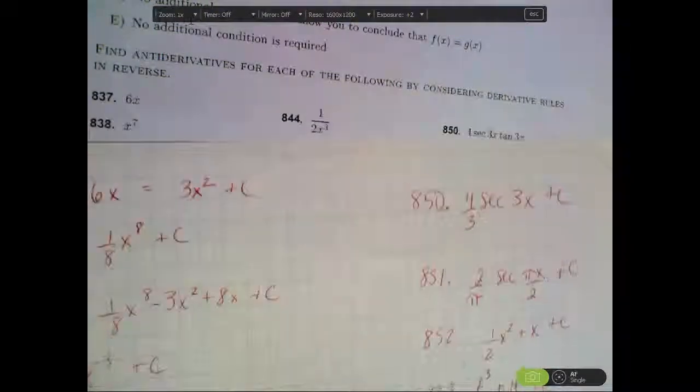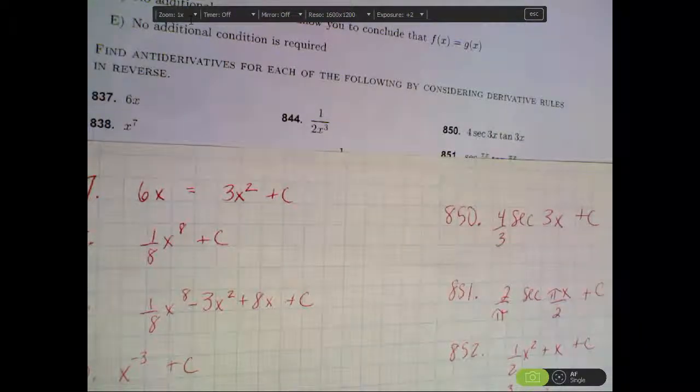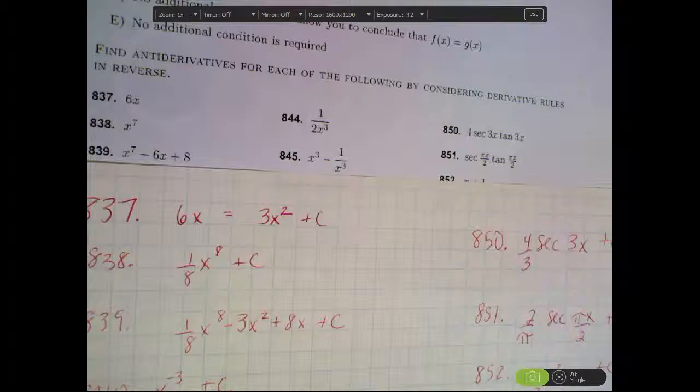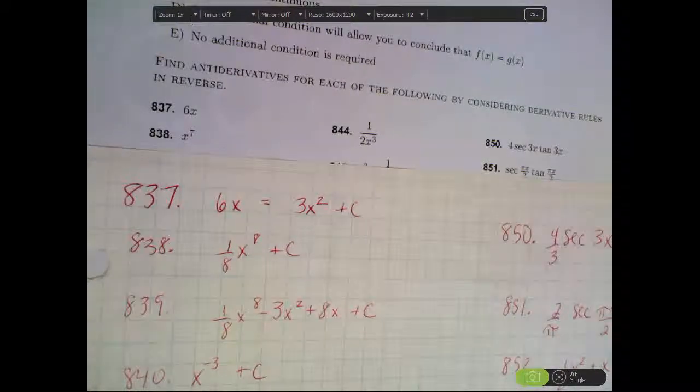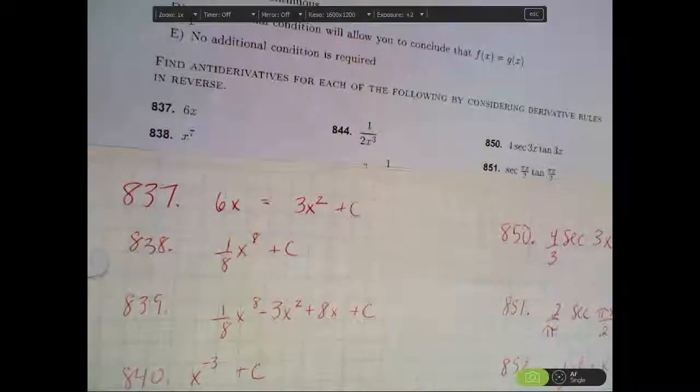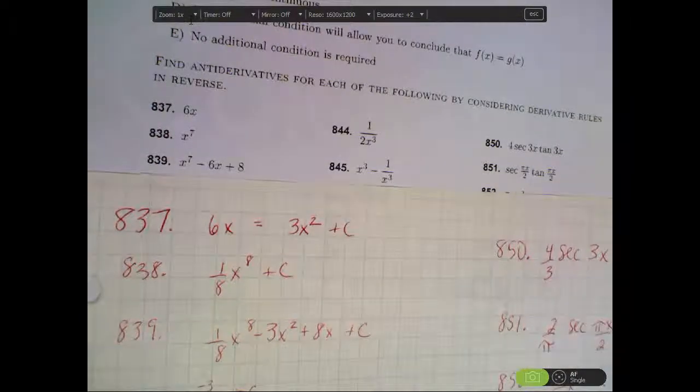or unfortunately it is wrong. For 838, I did 1/8 x to the 8th. Basically, the rule is you add 1 to the exponent and multiply by the reciprocal. That usually works. There are some cases that you'll see where it won't work. 839, you can see the answer there.